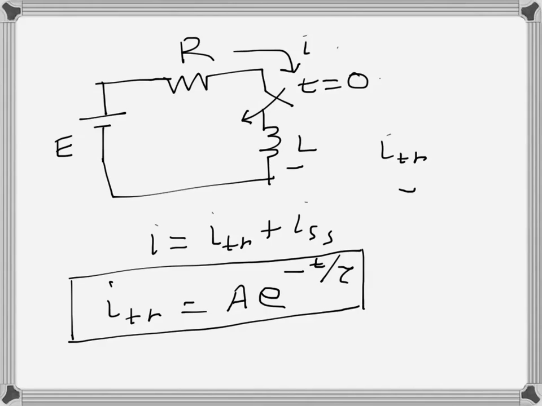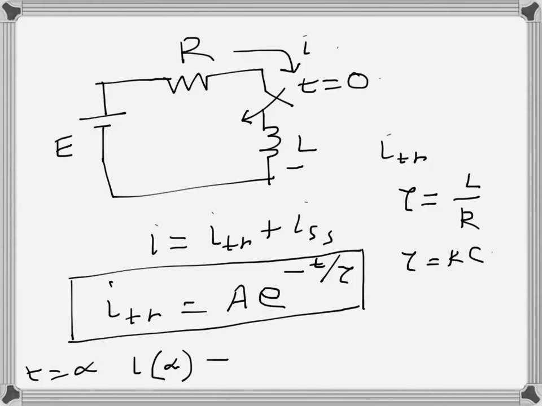Tau in this case for the LR circuit would be L over R, and if it were an RC circuit, it would be RC. Let's not do the RC one here, we will just do the LR one. So this is the transient form, and the I steady state, which can also be called I infinity, when t is equal to infinity, the inductance will be short circuited. So I steady state is E over R, as simple as that.